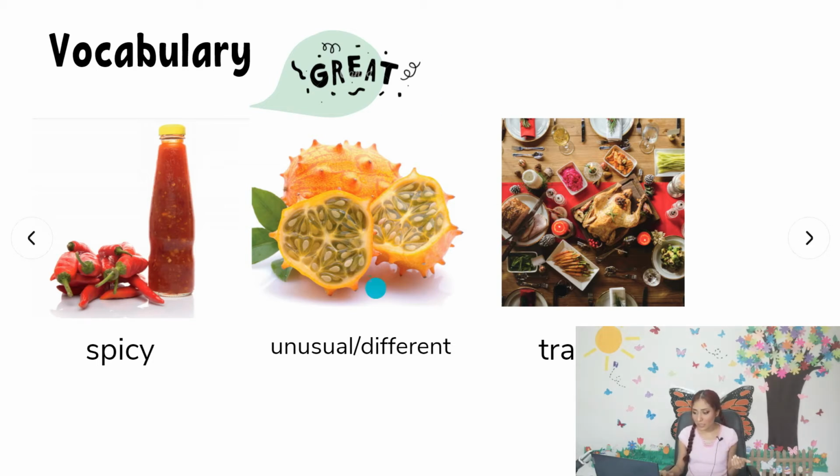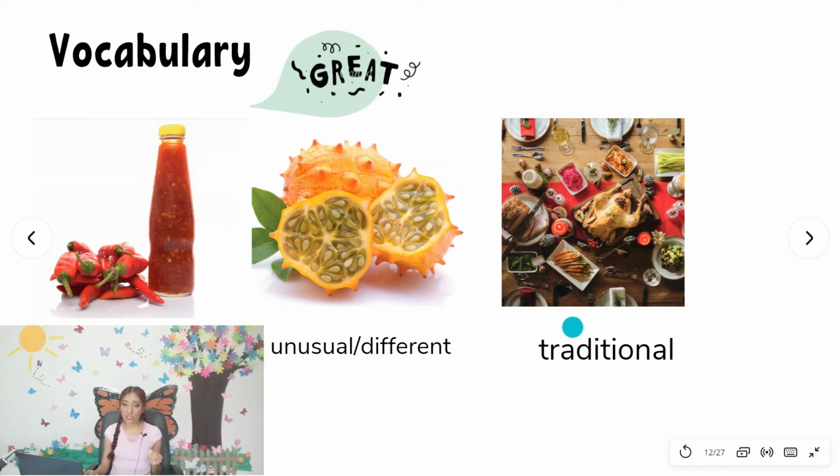You can see this fruit in here. I cannot tell you what fruit it is. Hasta ahorita no les puedo decir qué es. But it looks different from the things that we know, the things that we eat here in Mexico. Do you know what this fruit is? Where does it come from? We also can have traditional food. Like if you can see, this is like a traditional food from maybe Thanksgiving or Christmas, because they're eating like a turkey or a chicken, and they have a lot of food that is traditional.